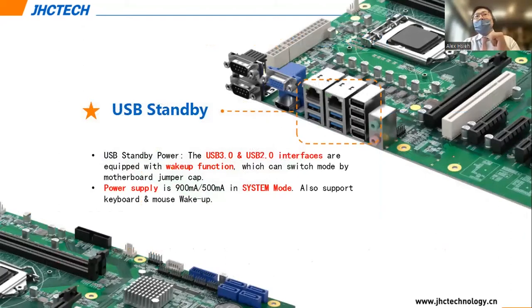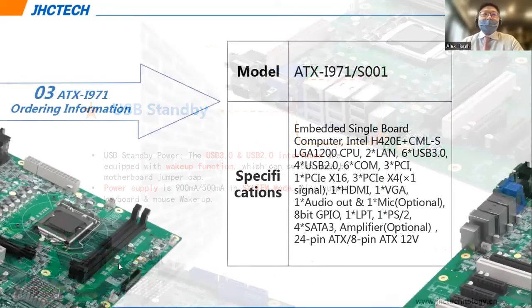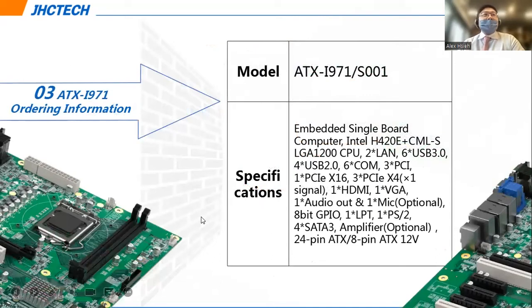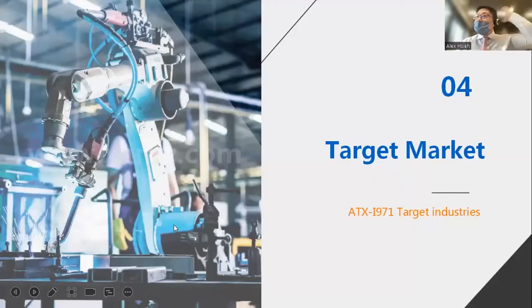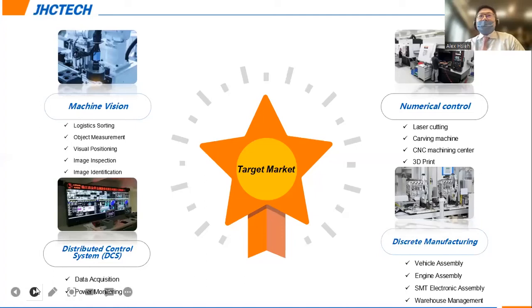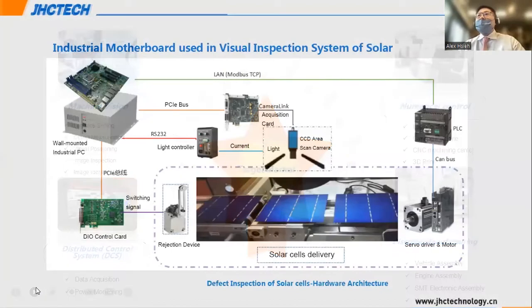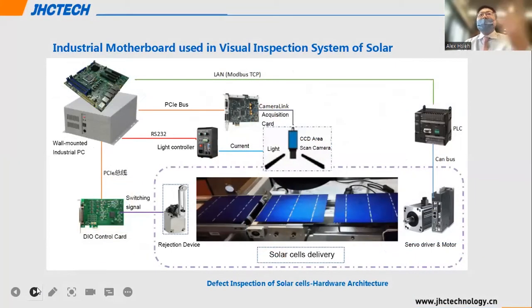We also support USB standby. Actually, for the JHCTECH product line, we always support USB standby for user applications, because we got a lot of requirements. This is all the information, you can take a look. The point to remember is the 10th generation Intel CPU. For the target market, it's very similar to the first motherboard. Let's take a look at the feature inspection system.